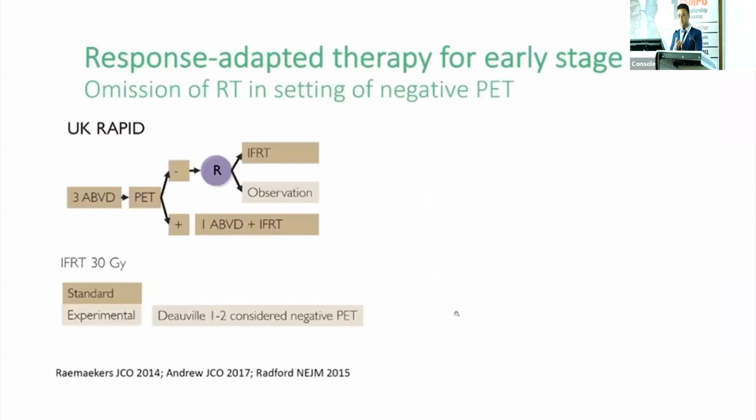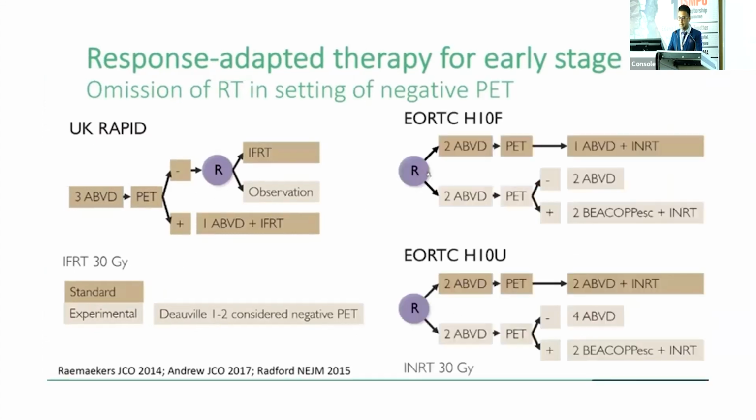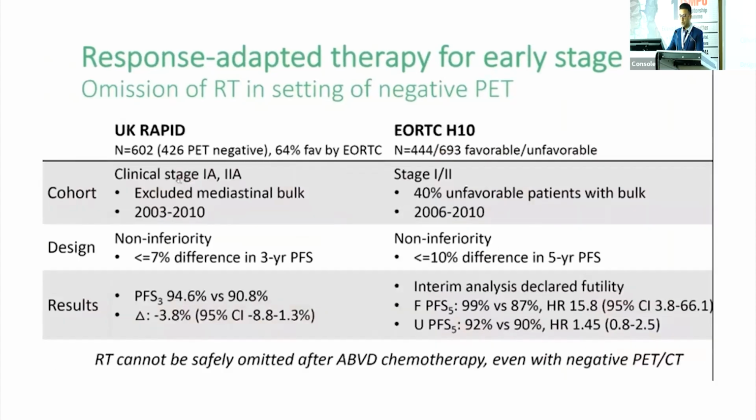Now, is there a response-adapted approach for early unfavorable Hodgkin lymphoma? This issue was addressed by the UK RAPID trial, which divided patients into 2 arms based on PET negativity. Another trial was the EORTC trial with the favorable group and the H10 unfavorable group. Giving a brief summary of this cohort and the design: the UK RAPID trial had 602 patients with 426 PET negative, and they had 64% favorable by the EORTC criteria.